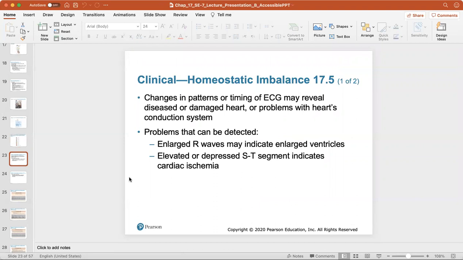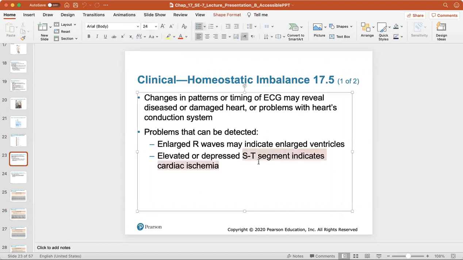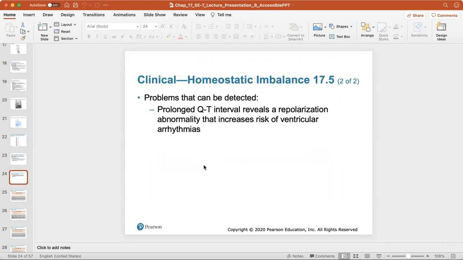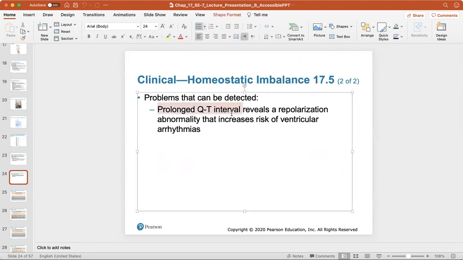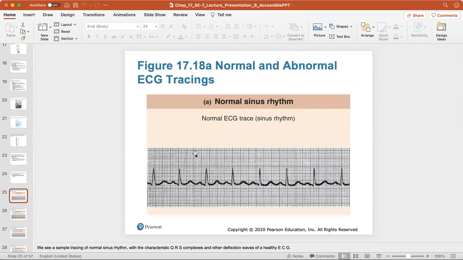Changes in patterns or timings of the ECG may reveal diseased or damaged heart or problems with the heart's conduction system. Problems that can be detected: an enlarged R wave may indicate an enlarged ventricle. An elevated or depressed ST segment usually indicates a cardiac ischemia or a heart attack. A prolonged QT interval can reveal a repolarization abnormality that could increase the risk of ventricular arrhythmia. So here's a look at normal sinus rhythm, a normal ECG trace.